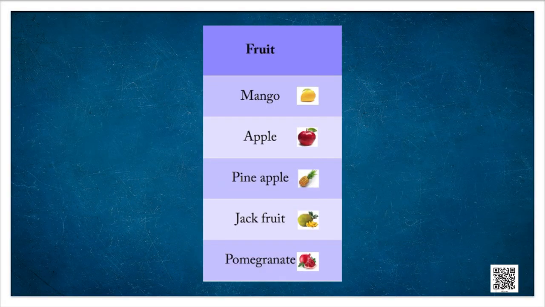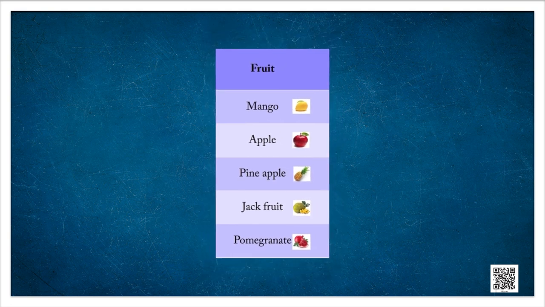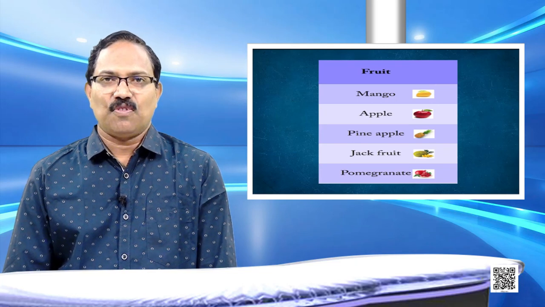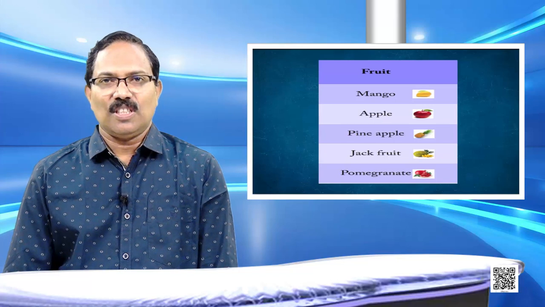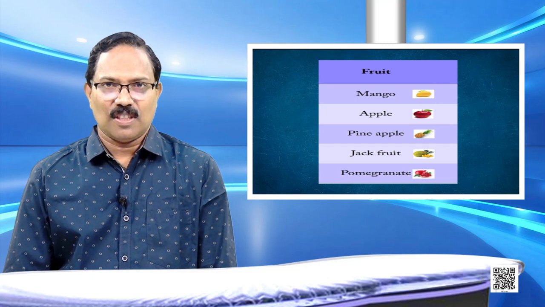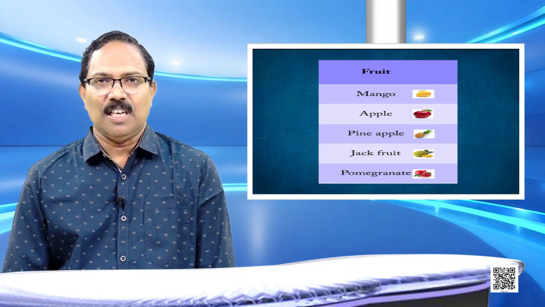Okay, how to organize the above data? Yes, look into the data. How many fruits are the students liking? Yes, they have responded that they like mango, apple, pineapple, jackfruit, and pomegranate. After knowing that the students like these five fruits, now we want to know how many of them like each fruit. For this, we need to prepare a table.